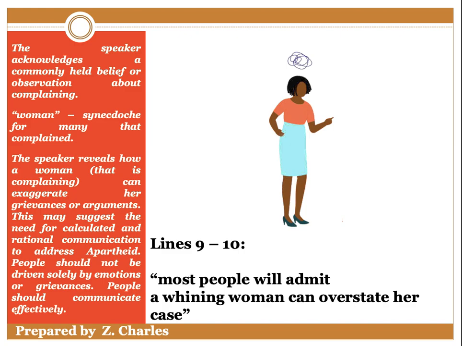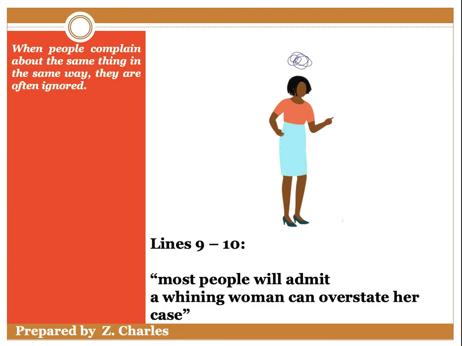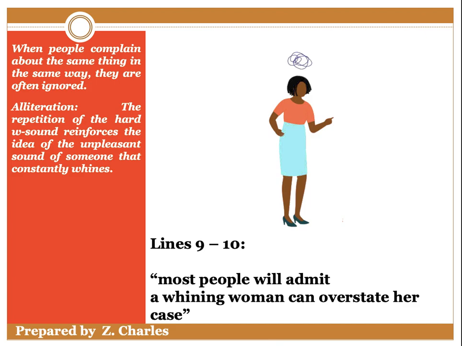In his observation, he's also revealing something to us. When people complain about the same thing in the same way, they are often ignored. So obviously, these women are frustrated. Then, whining women: alliteration of the hard W sound, and this reinforces the idea of the unpleasant sound. Whining women, that hard W sound, gives us the idea of somebody that's constantly whining. It's an irritating noise. It's a hard noise. It's not easy on the ear.